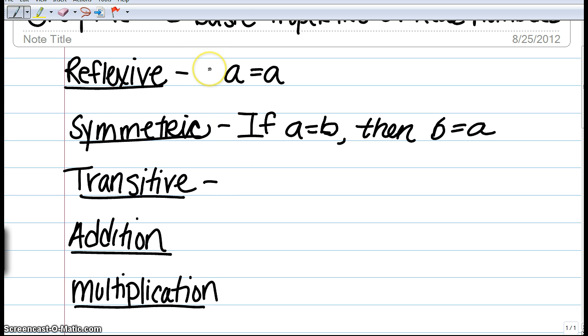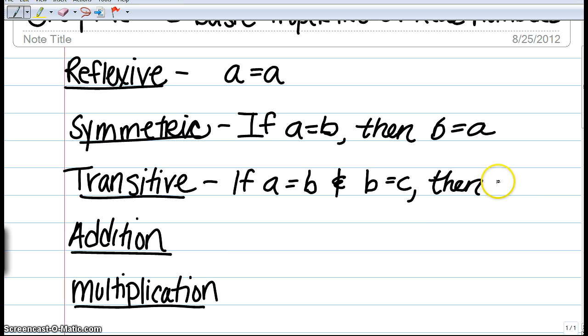Transitive is if A equals B and, I should have an and here, and B equals C, then A equals C.